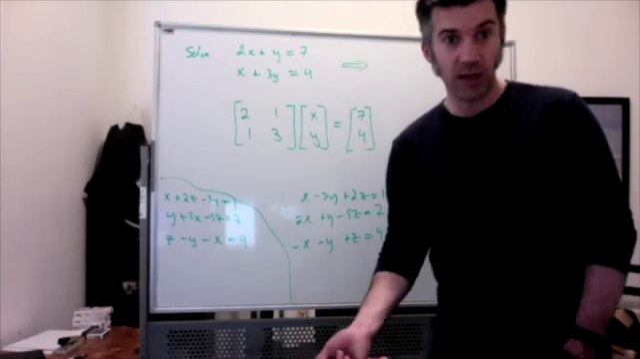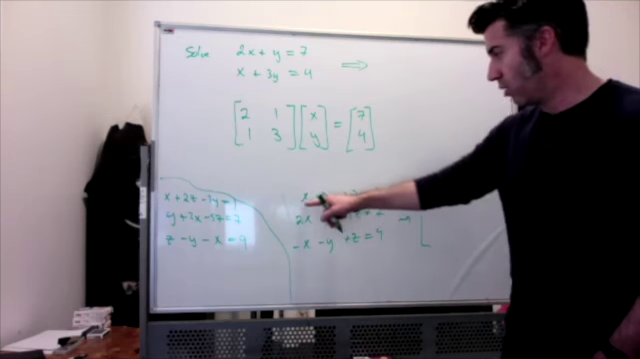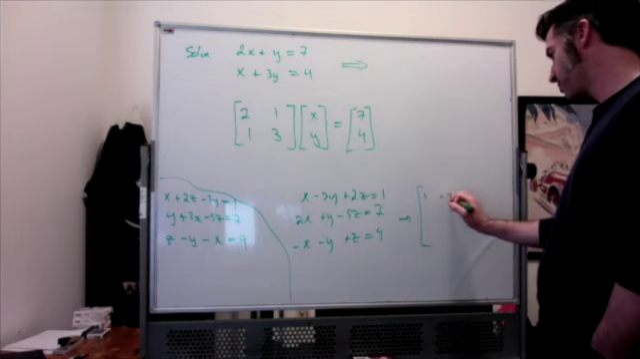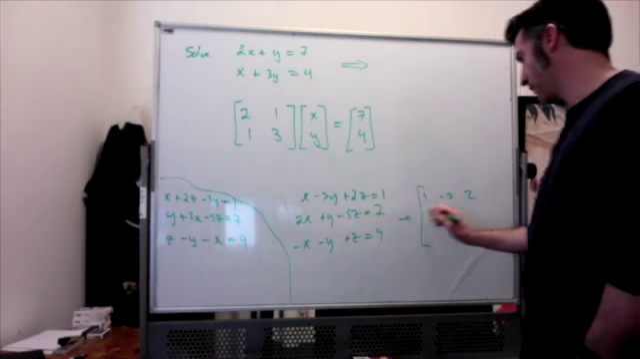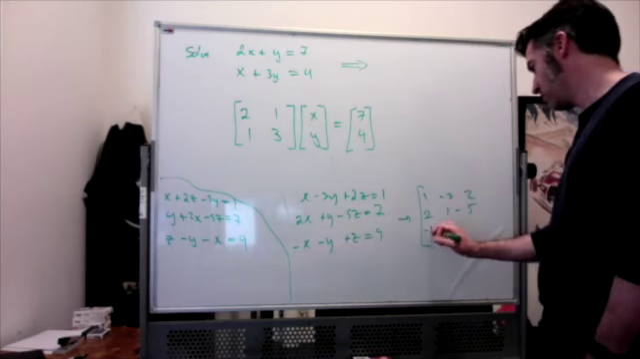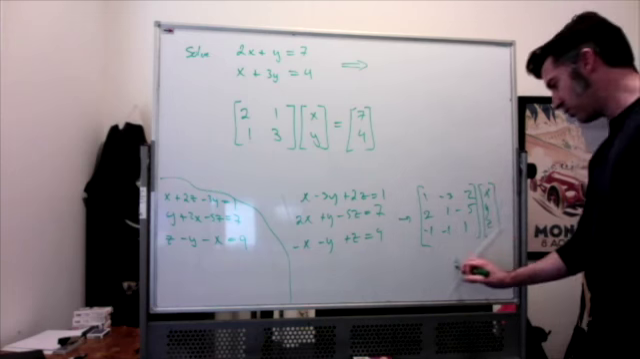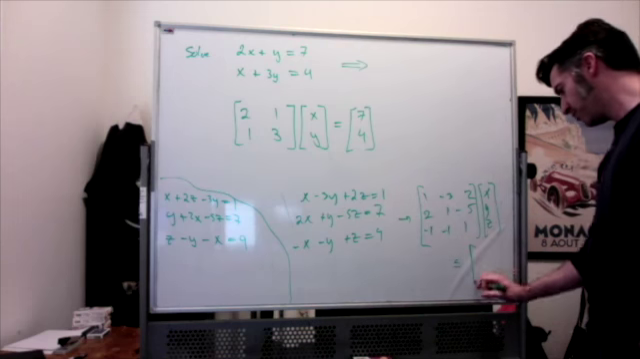And then you can write it as a matrix equation where the coefficients are [1, -3, 2; 2, 1, -5; -1, -1, 1], times the x, y, z variable vector equal to [1, 7, 9].